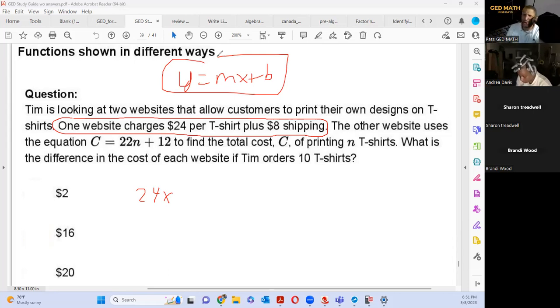Hold on, Mr. Tinsley. I thought we were doing functions. We are. A linear equation can be a linear function. Only thing you got to remember, for every x, there's only one y. That's what makes something a function.